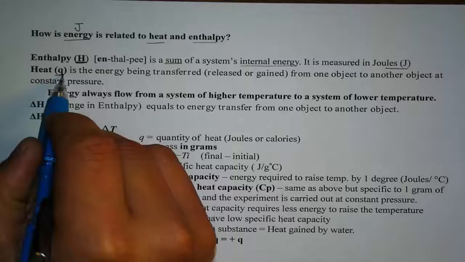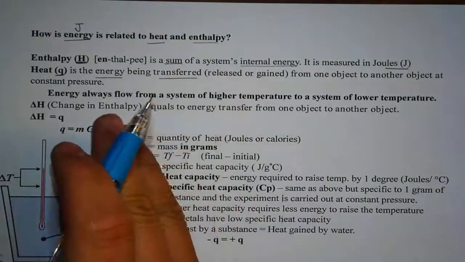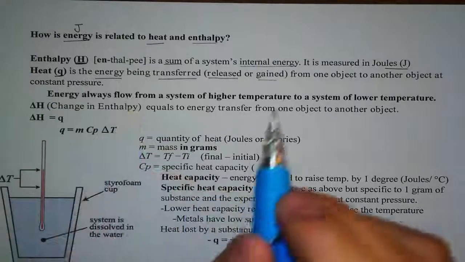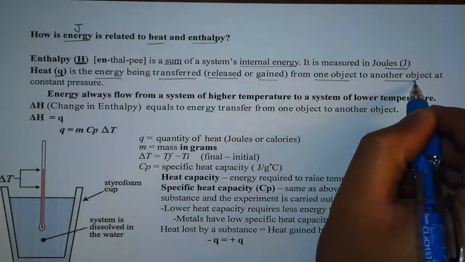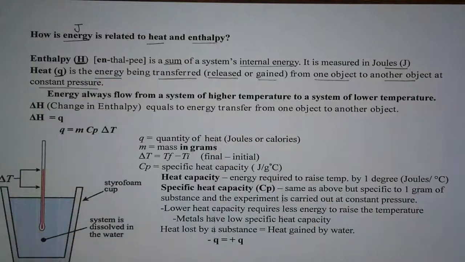Now, heat is the energy being transferred, so this energy is moving from one place to another place. So when a substance is gaining energy, that energy being transferred in is considered heat, and when a substance is giving up energy, that energy is also known as heat. So again, heat is the energy that transfers from one object to another object at constant pressure. That happens to be an open environment. There is no control of the pressure.